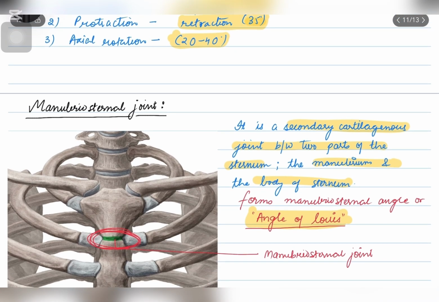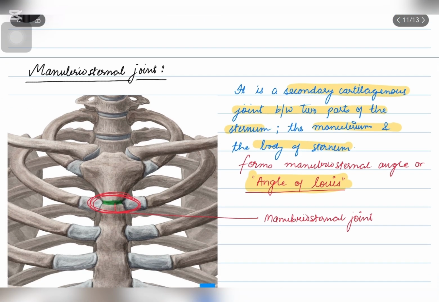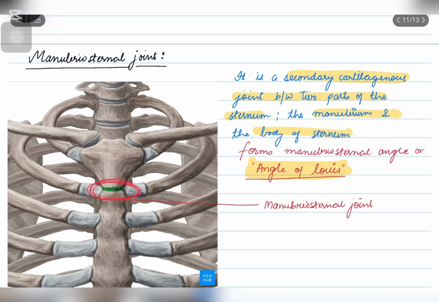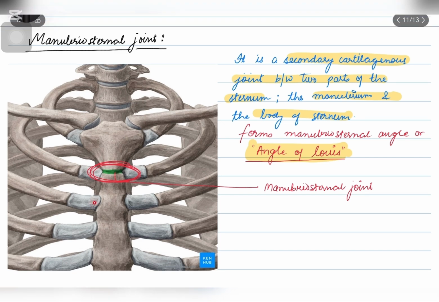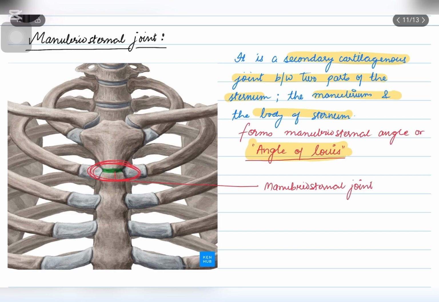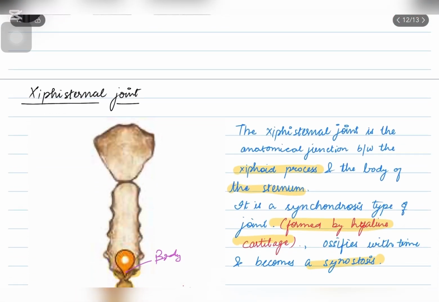Now the other joint is the manubriosternal joint, which is a secondary cartilaginous joint between 2 parts of the sternum, the manubrium and the body of the sternum. So this is the manubrium and this is the body of the sternum. The joint present in between is known as the manubriosternal joint, and it forms the manubriosternal angle, or famously known as the angle of Louis. Next is the xiphisternal joint.